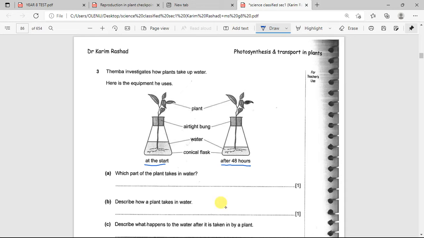Now, you find out that the water level reduces after 48 hours. Then it signifies that the plant has been able to absorb water through the root. So which part of the plant takes in water? The part that absorbs water is the root. Now, describe how plants take in water. Plants take in water through osmosis. Plants absorb water by osmosis.